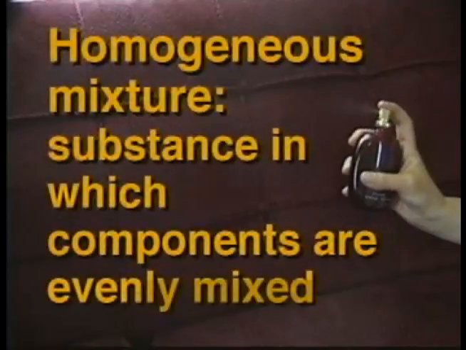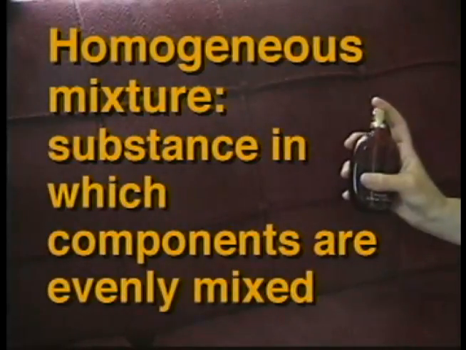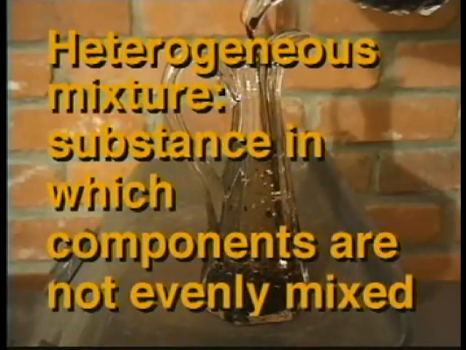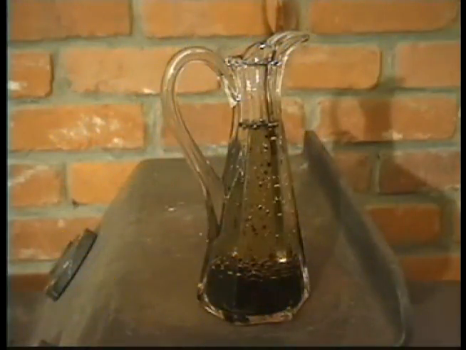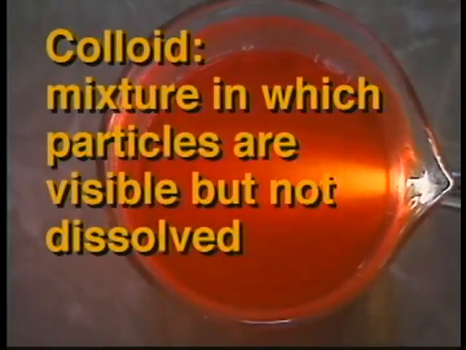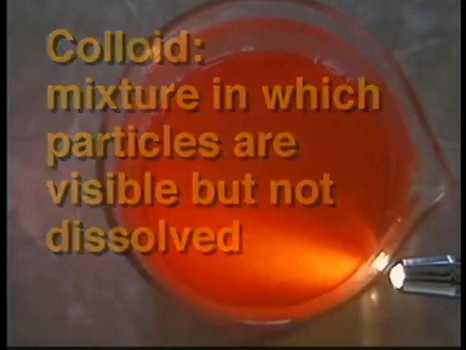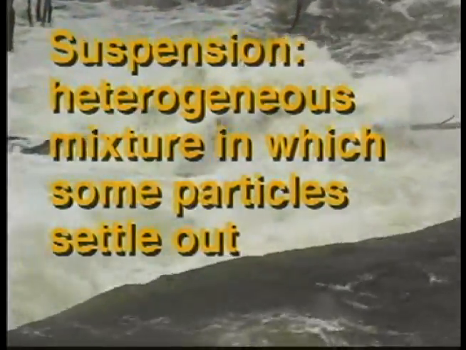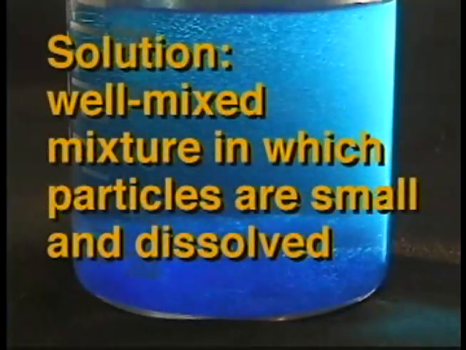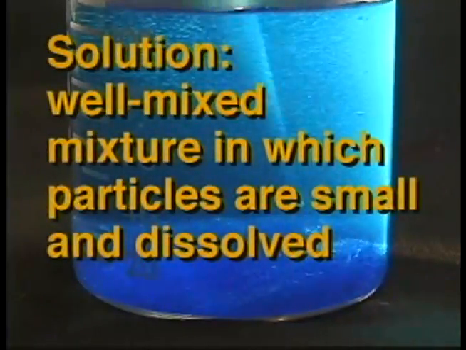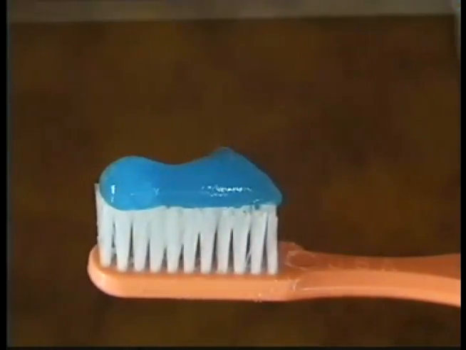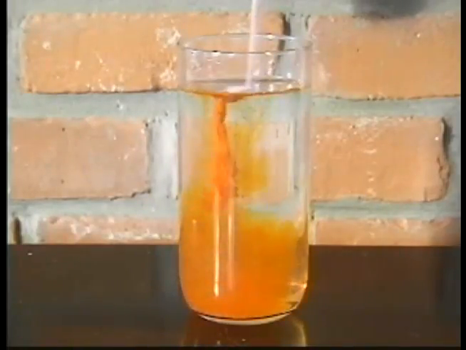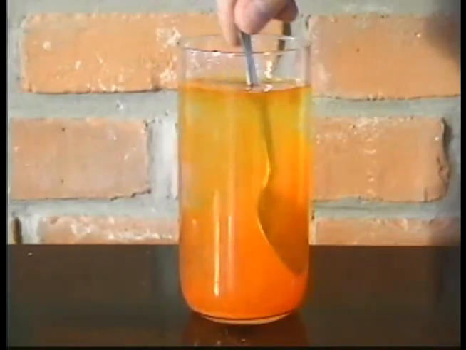In summary, a mixture is either well mixed, called a homogeneous mixture, or it is not well mixed, called a heterogeneous mixture. And there are three types of mixtures: colloids, in which the particles are visible and not completely dissolved; suspensions, in which the particles are of different sizes and settle out over time; and solutions, in which the particles are dissolved and are evenly mixed. You use mixtures and solutions every day. Try to notice them and classify them. You just might be surprised at the number of mixtures and solutions you use.